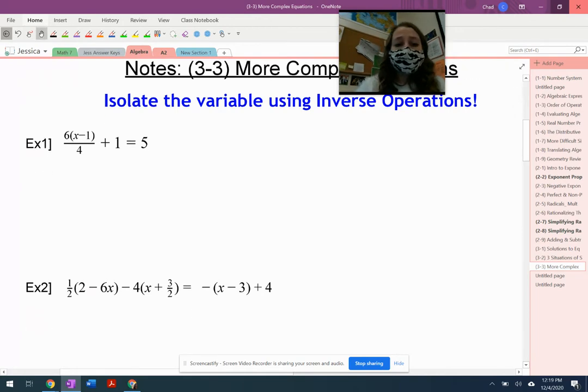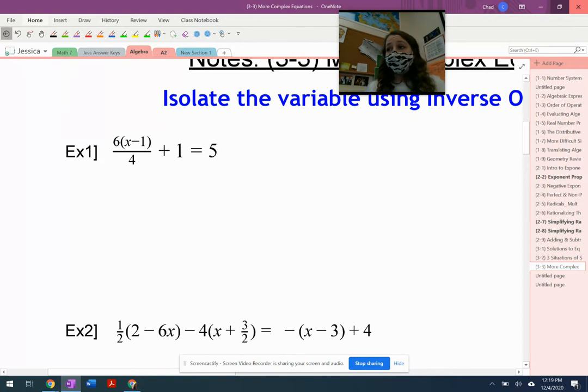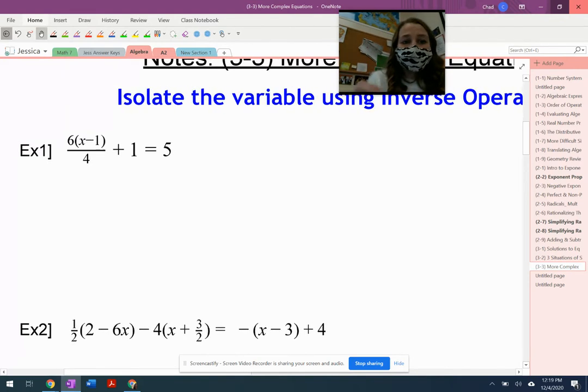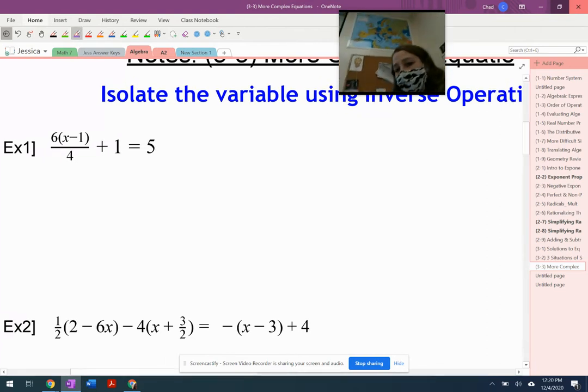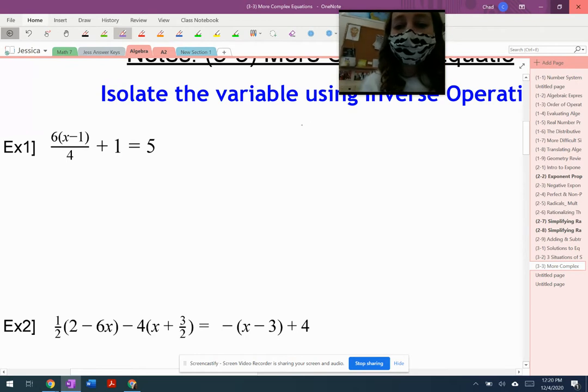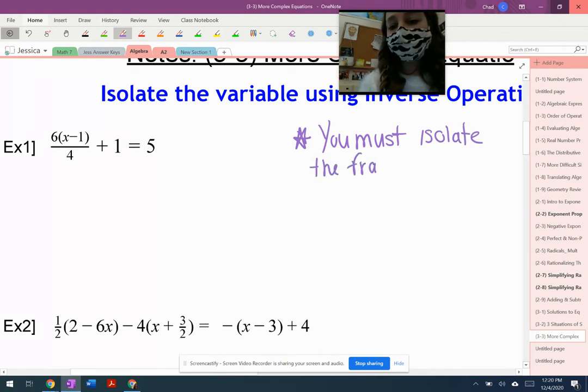So you can see in this first example, it might be a little intimidating because there is a giant fraction there. Well, no problem. Whenever you have one of those giant fraction bars, you must isolate the fraction first.